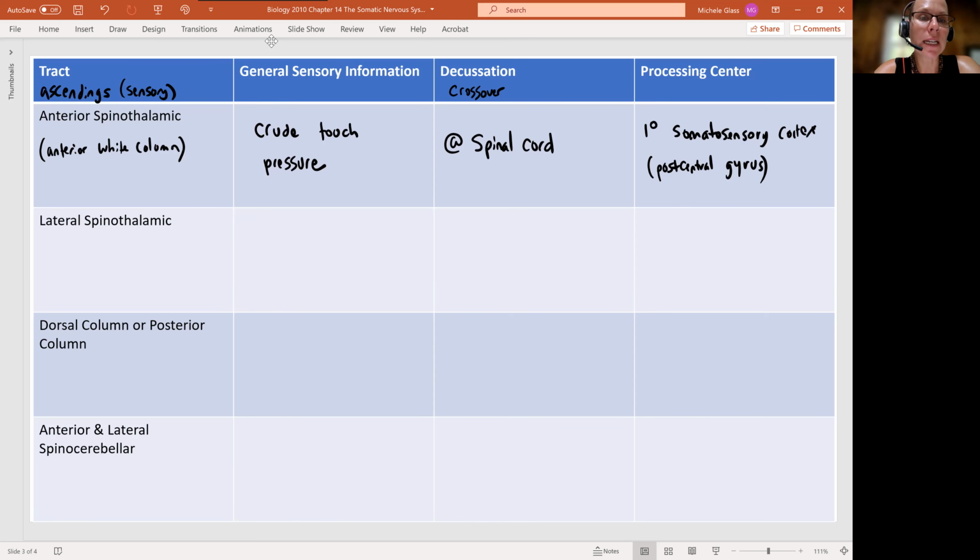Okay, let's take a look next at the lateral spinothalamic. And this one is going to be called lateral because it's going to be located in the lateral white column.